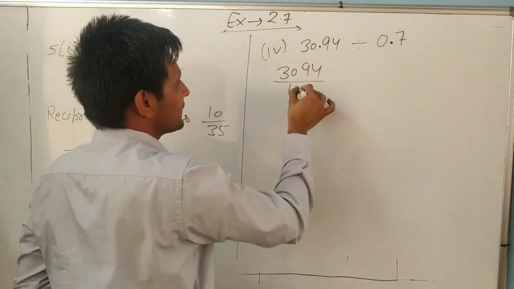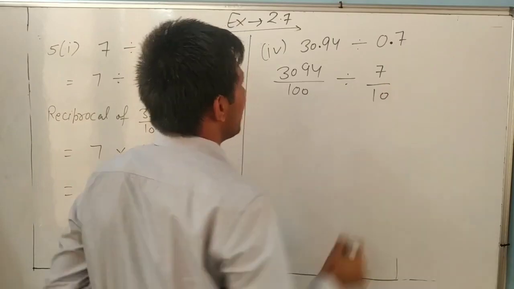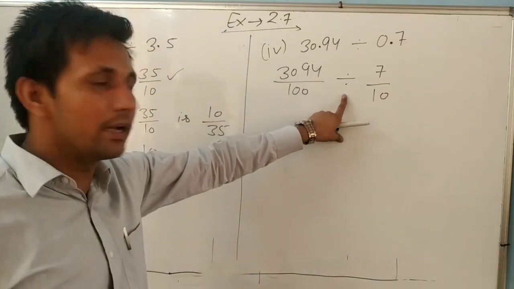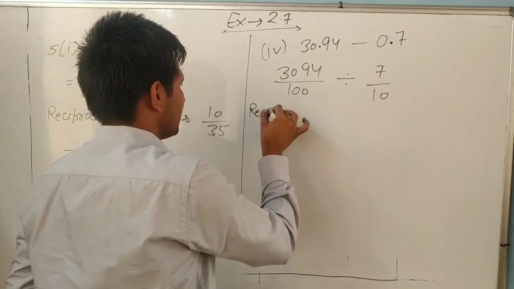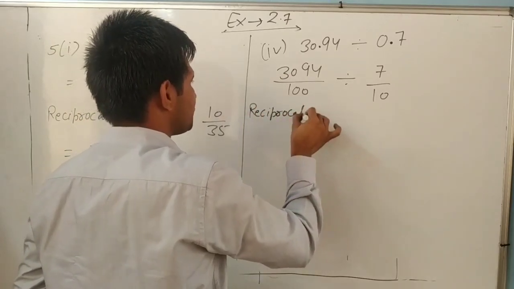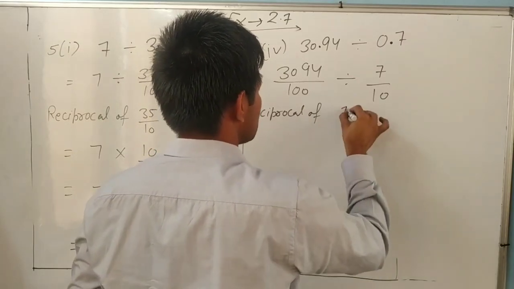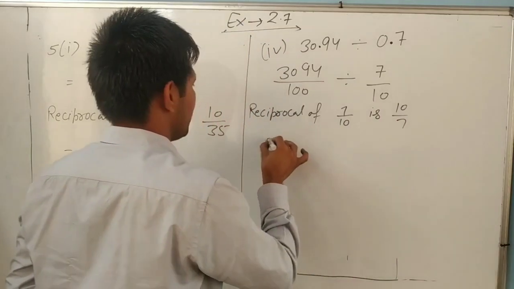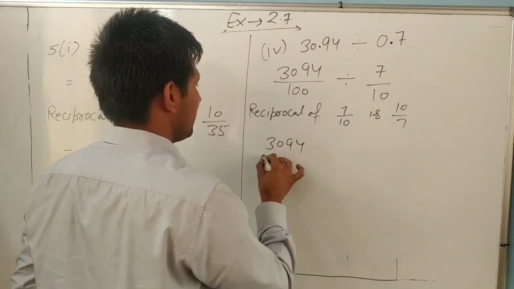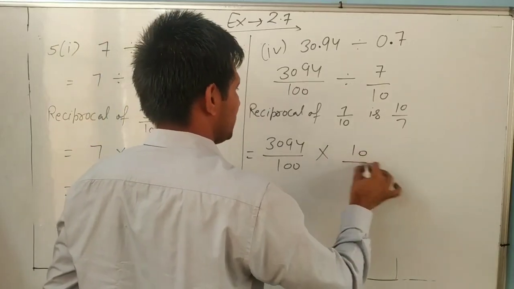30,094. Remove decimal, 100, and divide by 7 upon 10. So how will we solve it? We will write its reciprocal. The reciprocal of 7 upon 10 is 10 upon 7. So 3094 divided by 100, multiplied by 10 upon 7.